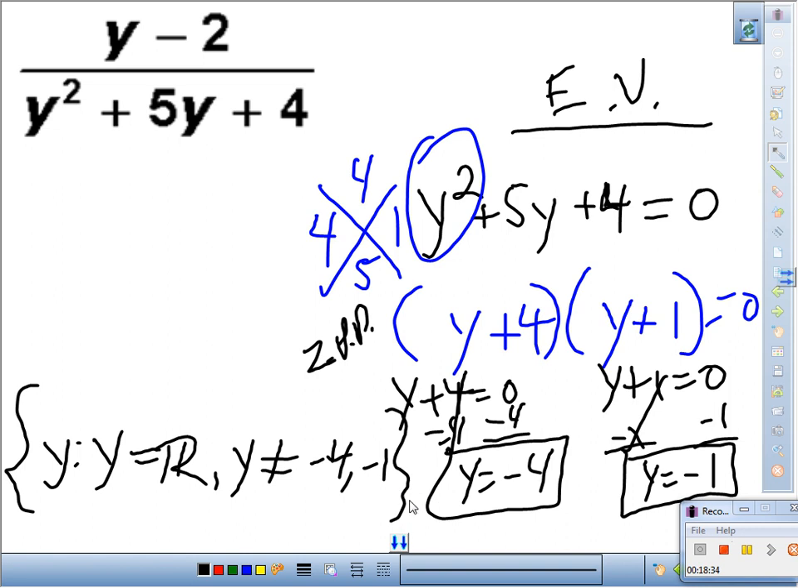Now, have we been simplifying these fractions? No, we've just been finding the excluded value. So now we're going to simplify. Did you understand that we haven't been simplifying? We've just been finding the excluded value. So guess what?